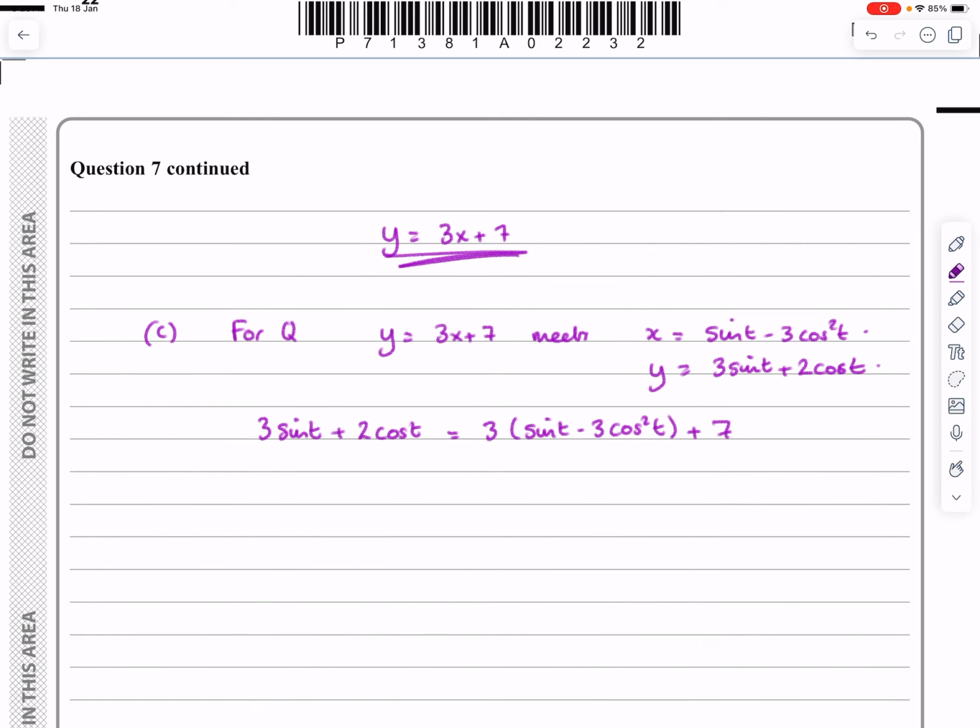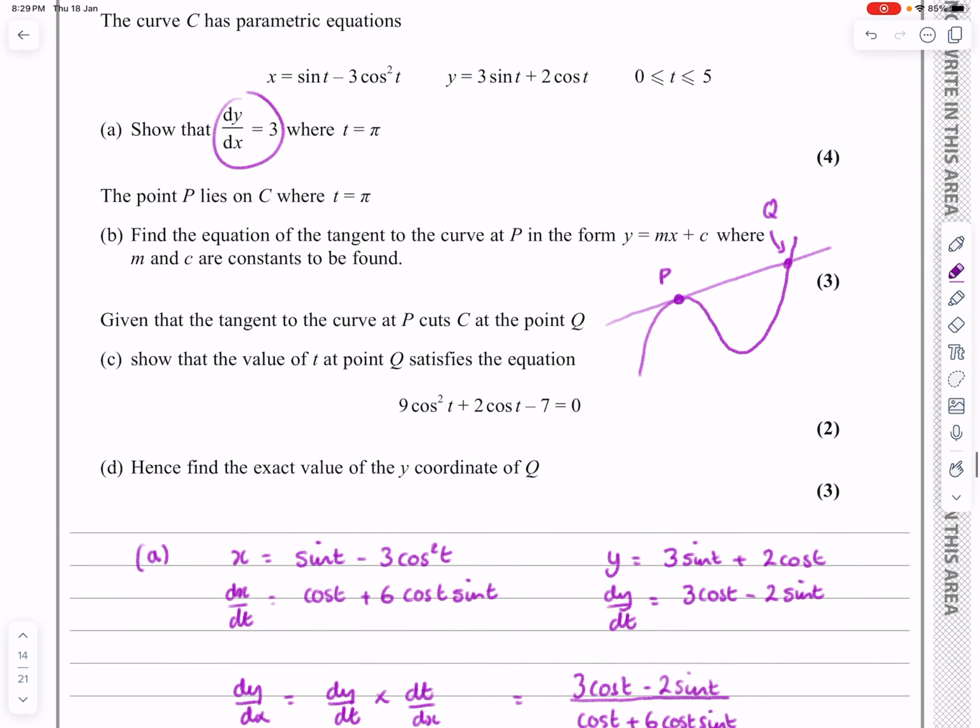So doing that now, we're trying to get it equal to something, so let's just multiply this all out. It should just drop out nicely. I get 3 sine t plus 2 cos t is equal to 3 sine t minus 9 cos squared t plus 7. And what I noticed as I was saying those was that the sine t's are going to cancel. I've got 3 sine t and 3 sine t, so when we're rearranging this, they're just going to disappear anyway. With the cos squareds and the cos, just get it as a quadratic equation. So I'm going to chuck everything over to the other side there, and if I do that, I'll end up with 9 cos squared t plus 2 cos t minus 7 equals 0, and that's what we were trying to do there.